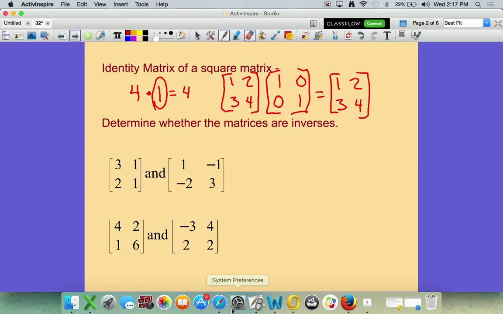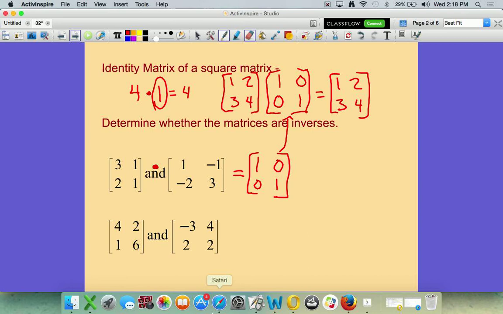Alright, so whenever you're asked a question like this, it says to figure out if this is the inverse of that. Well, what we're going to do is multiply these together. 3 times 1 is 3, plus 1 times negative 2 is 1. 3 times negative 1 is negative 3, plus 1 times 3 is 3, so that's a 0. 2 times 1 is 2, plus 1 times negative 2 is 0. 2 times negative 1 is negative 2, plus 1 times 3 is 1. That looks familiar, doesn't it?